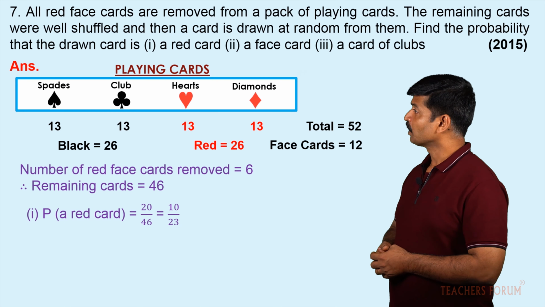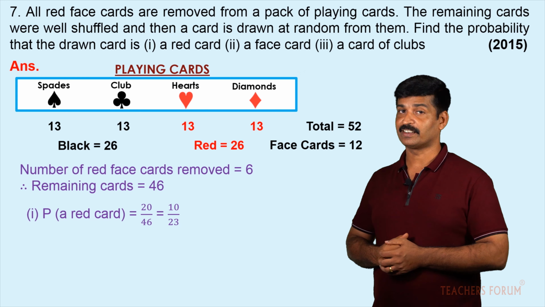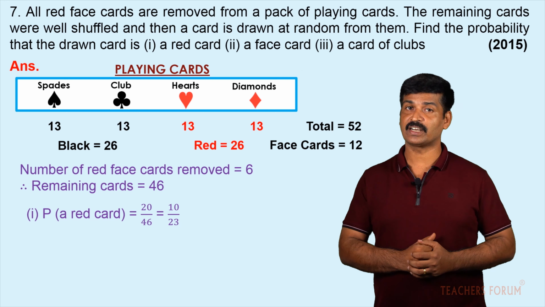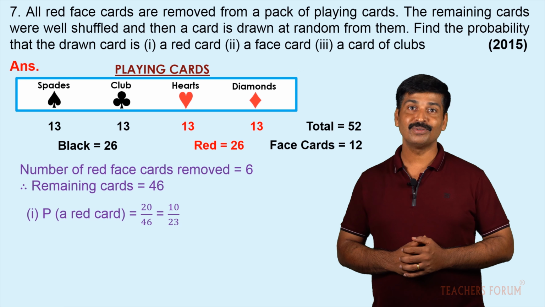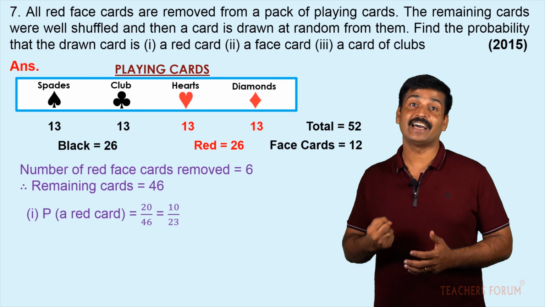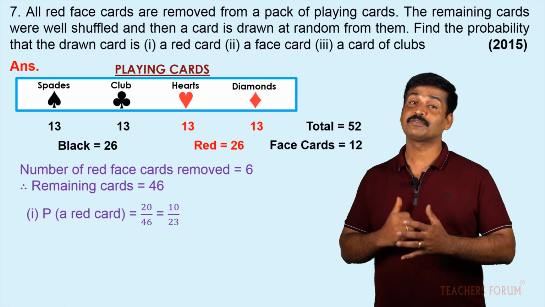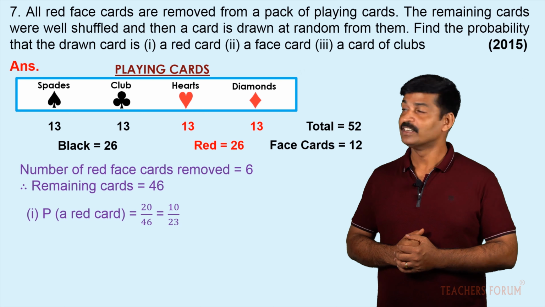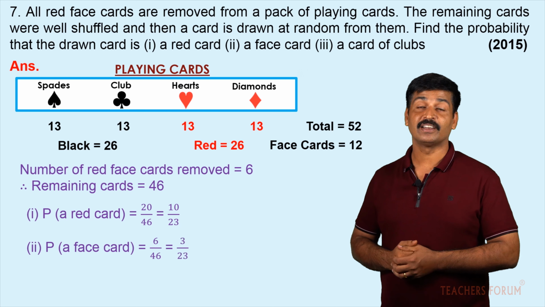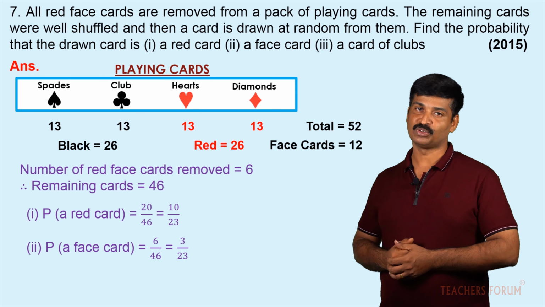Now the next question, what is the probability of getting a face card? You see, in red you have 6 face cards, that is removed. Now the face cards remaining are from clubs and spades. That is 6 face cards are remaining. They are black in color. So what is the probability of getting a face card now? That is 6 by 46. That is 3 by 23.